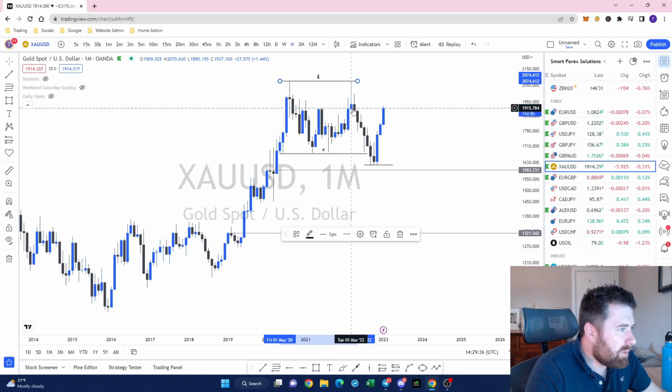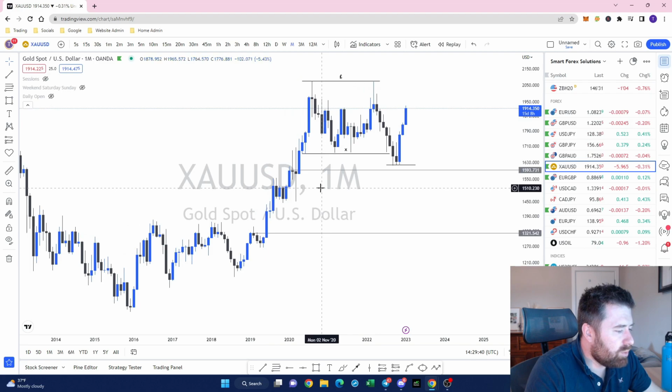Now, on a monthly time frame, we're technically bearish because we've broken structure here. But when you look at the overall structure, this is a low and this is a high. So this is actually just a retracement. This is liquidity drawdown in here. Your low is here, your high is here.